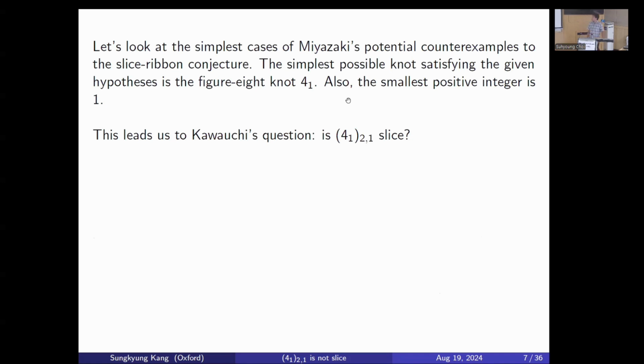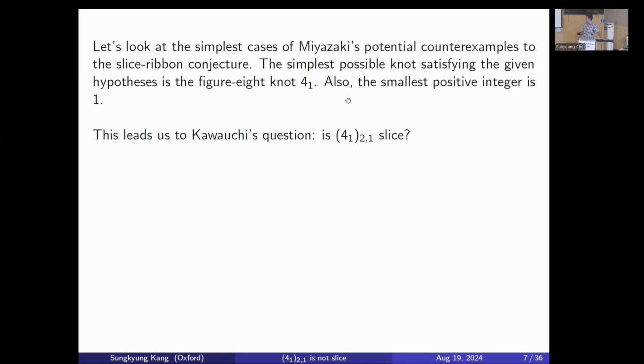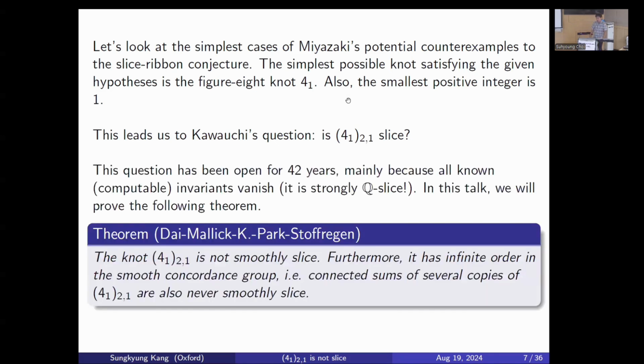Okay, so to do this, let's look at the simplest possible case of this potential family of counterexamples. It is a very wide family. The simplest one is for the figure eight knot and the smallest positive integer, one. So we have reduced again to Kawauchi's question: is the (2,1) cable of the figure eight knot slice? This has been open for 42 years since Kawauchi's manuscript.